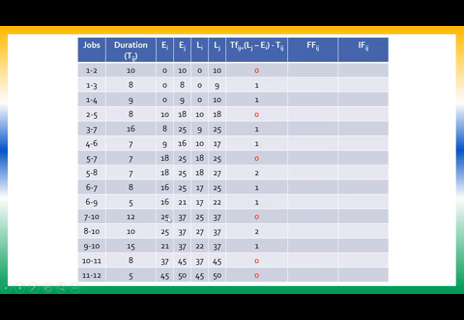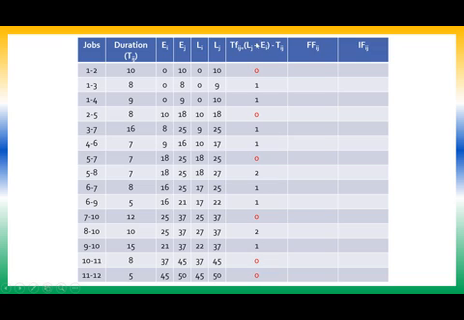So 37 minus 25 minus 12 is a 0. 37 minus 25 minus 10 is 2. 37 minus 21 minus 15 is 1. Then 45 minus 37 minus 8 is a 0. 50 minus 45 minus 5 is a 0.